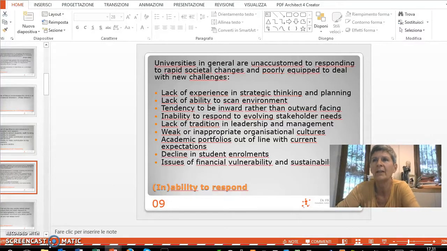And as a consequence of all of this, the risk is that they may have academic portfolios that are out of line with expectations of students, of stakeholders, of different user groups. And that will inevitably lead to a decline in student enrolment, and the impact of that can lead to issues of financial vulnerability and sustainability. That can all sound very dramatic, but I think most institutions today that have not come to terms with a good strategic planning process will, if they're honest enough with themselves, identify some of those trends in their own institution.